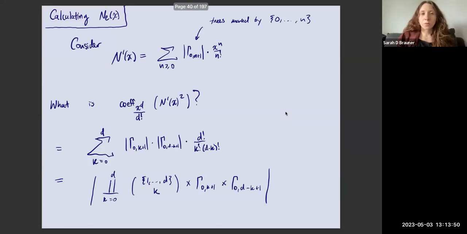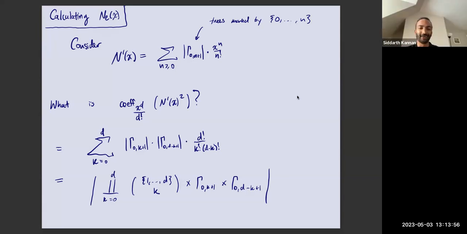Wait, sorry, did you say why you're squaring the generating function? No, I did not say why I'm squaring it. We'll see that momentarily. Okay, thanks. Second question, I'm not familiar with this: why is my product symbol upside down? Oh, this is a disjoint union. Right? Okay, got it. Yeah, thanks for the questions.